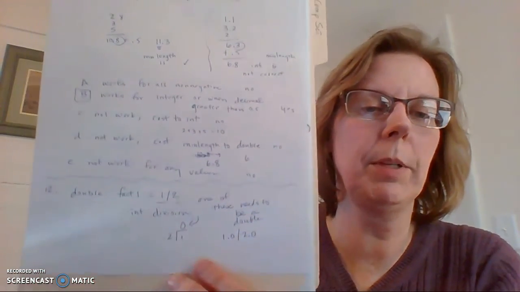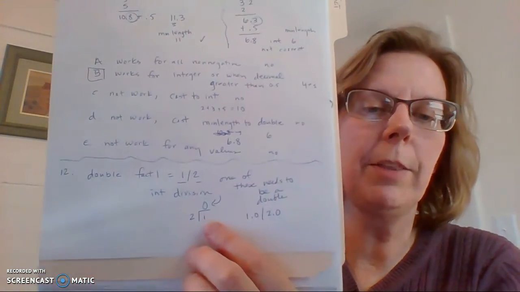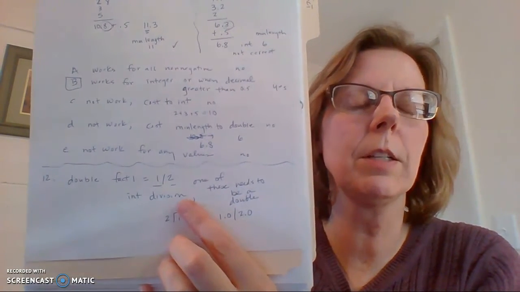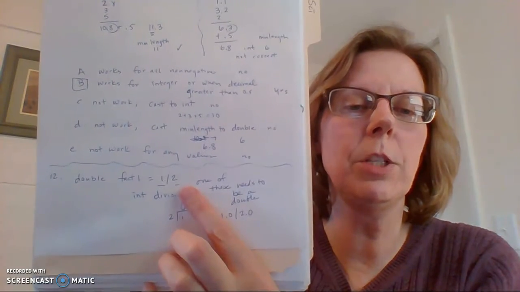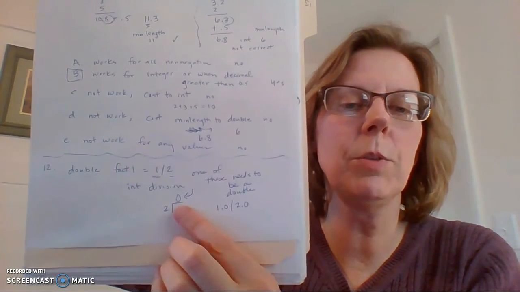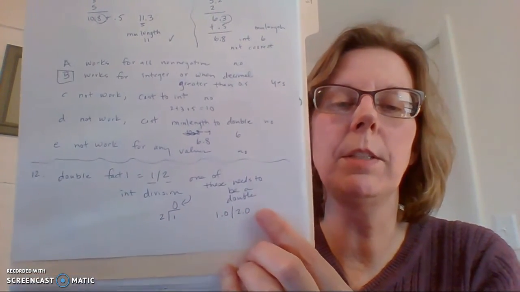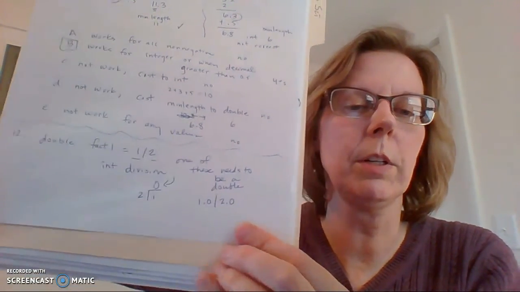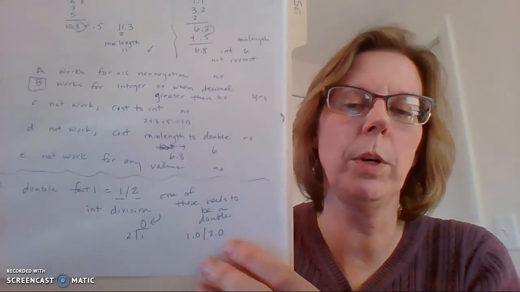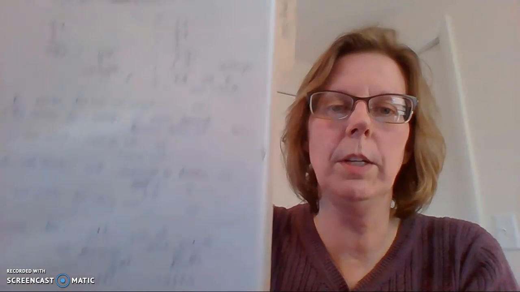Finally, the last problem is number 12. I think a lot of you are forgetting this integer division in computer land. So fact 1, we're supposed to take 1 divided by 2. Again, this is integer division. So 1 divided by 2 is 0. One of these needs to be a double in order for this to work. And I didn't write down what answer that was, and I don't have it up anymore. But whatever one that is, one of them needs to be a double. So that's it for that.